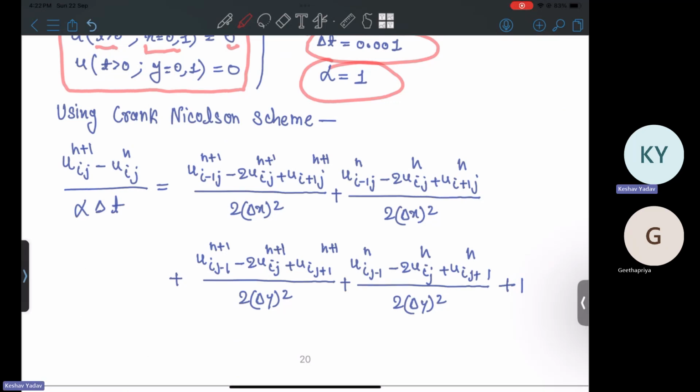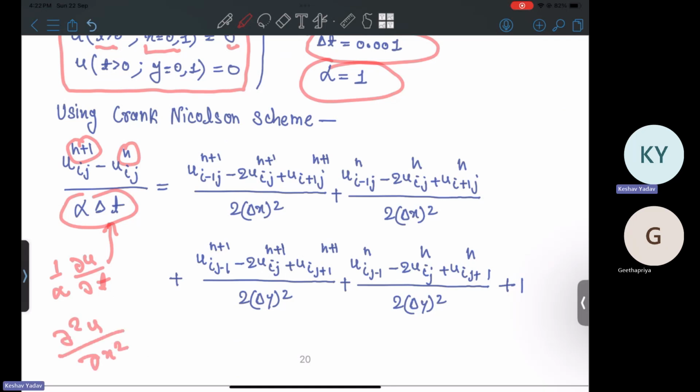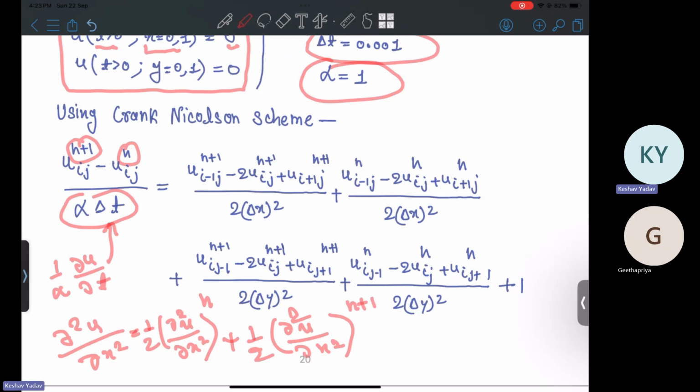The term 1 upon alpha del u upon del t can be written like that: u i j at n plus 1th iteration minus u i j at nth iteration divided by alpha delta t. Now del 2u upon del x square will be written as half del 2u upon del x square at nth iteration plus half del 2u upon del x square at n plus 1th iteration. If I write in the discretized format, this is what I will get.